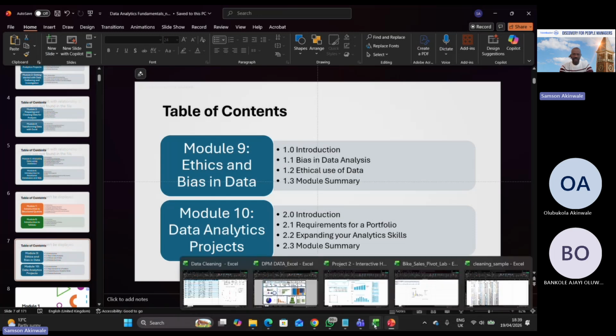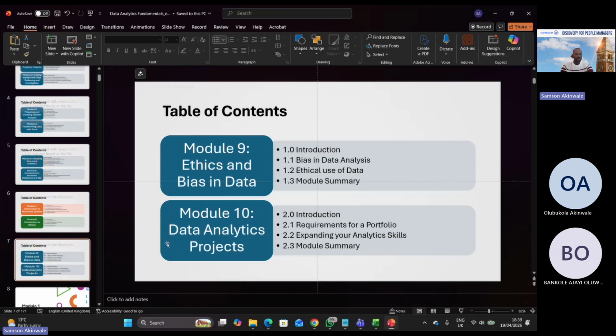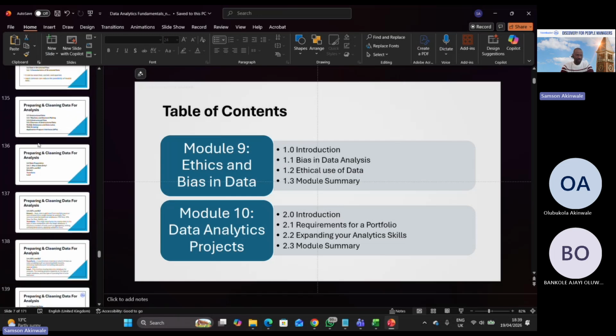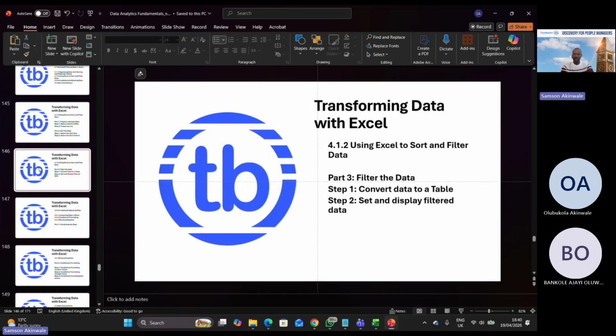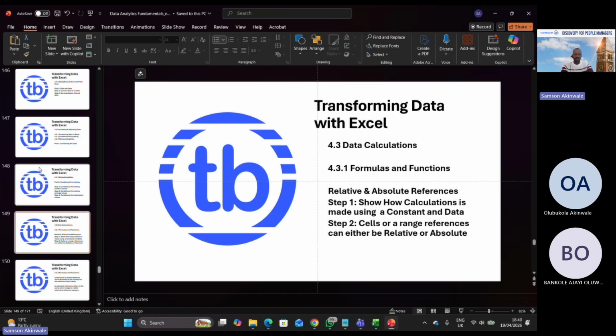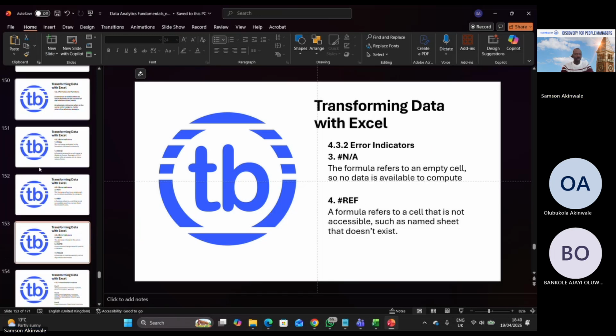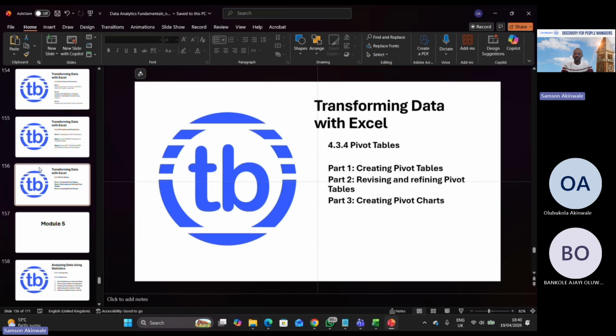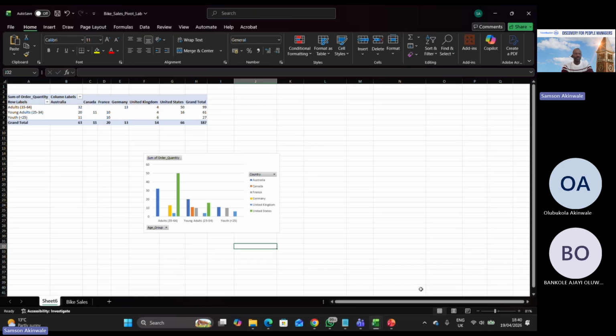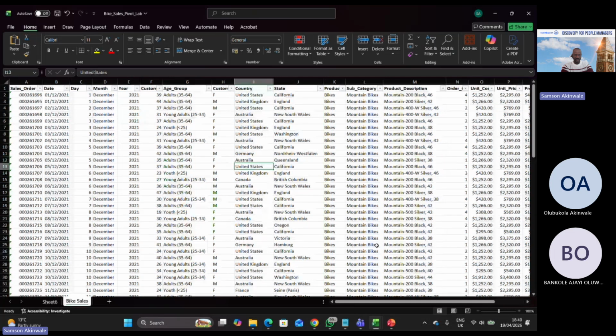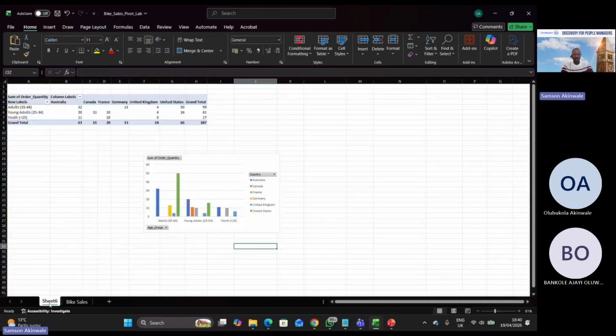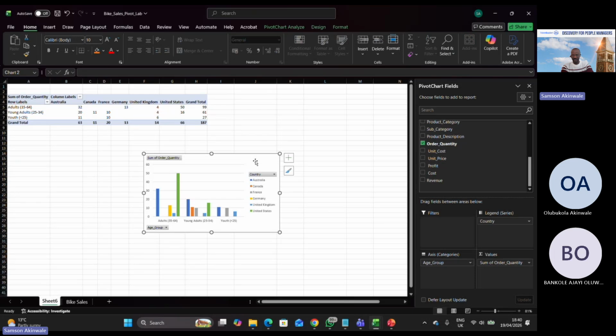So, in the last session we were on pivot table, and for pivot table, we've been able to create pivot table, revising and refining pivot table, and creating pivot charts. So you first arrive at your pivot table, then from pivot table, you can bring up your chart. An example is what we have here. And we could also see the data. This is data upon which the pivot table here was created. And here is the pivot chart.